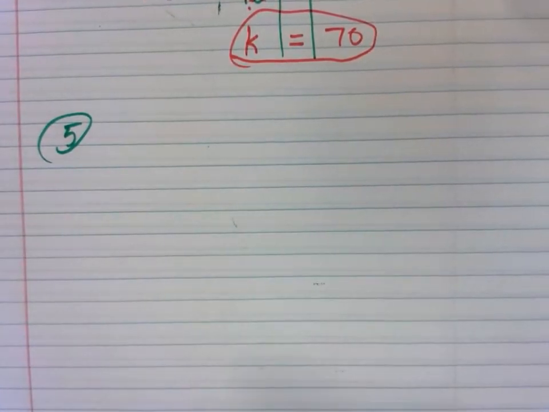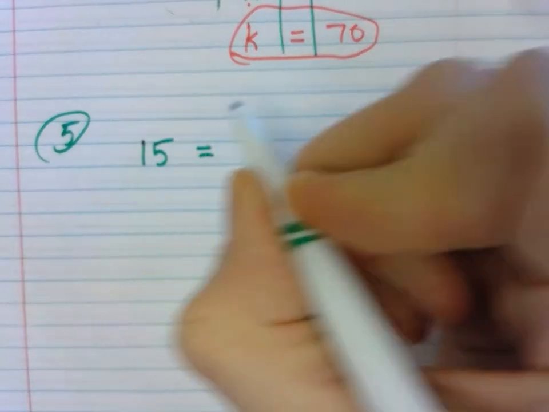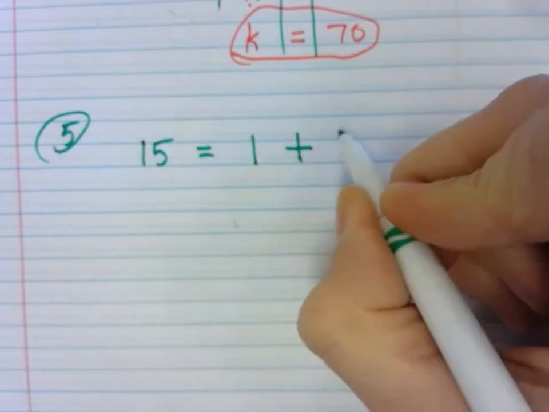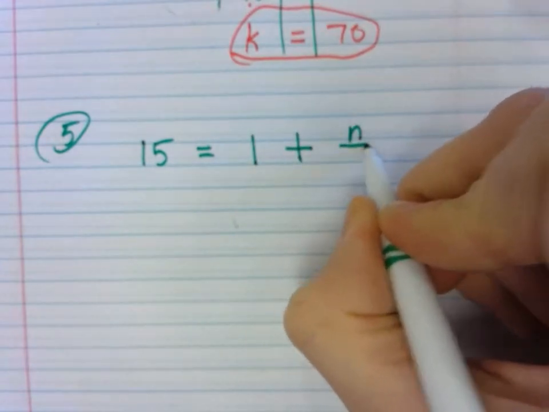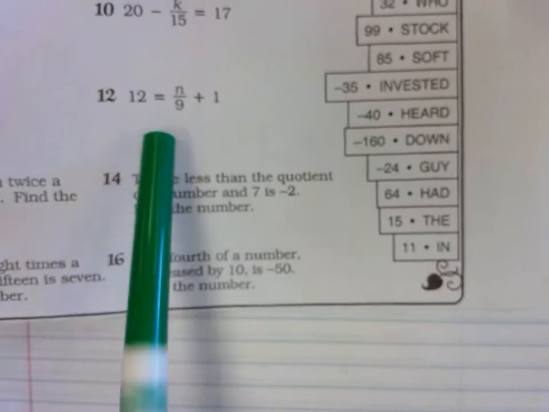Okay, let's say we got one like this: 15 equals 1 plus n divided by 6. You'll see one like that here at number 12. One like that right there.